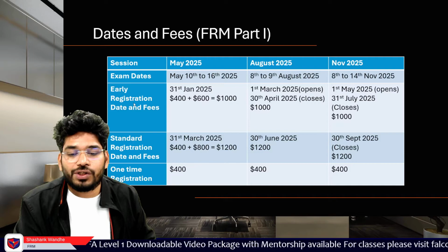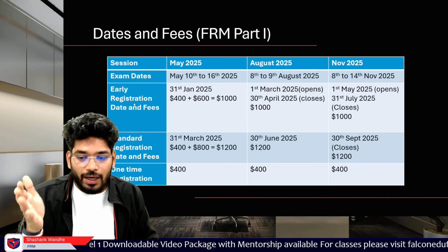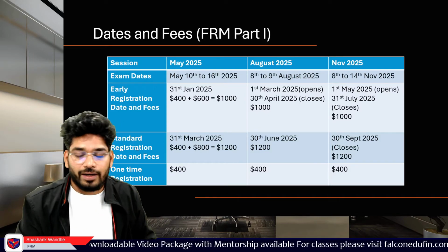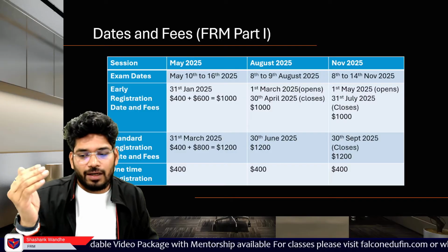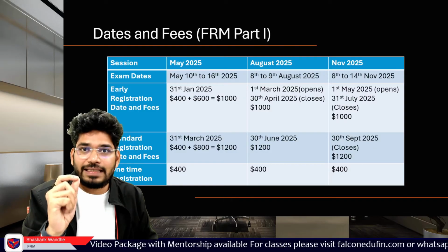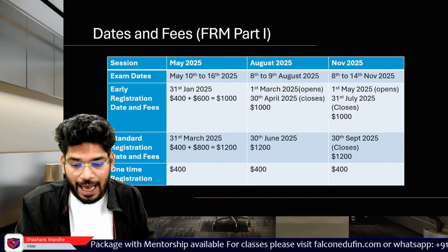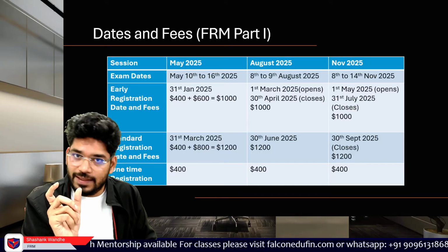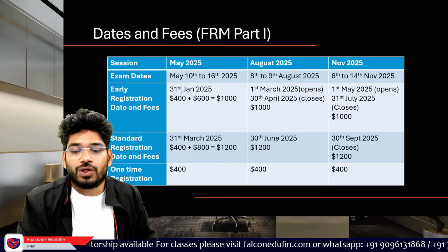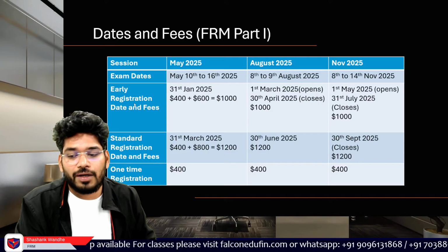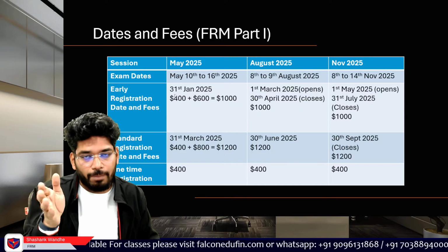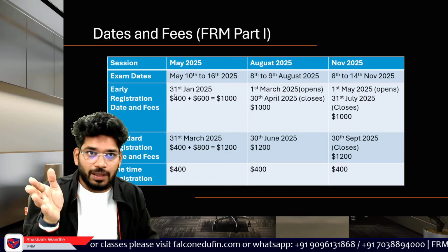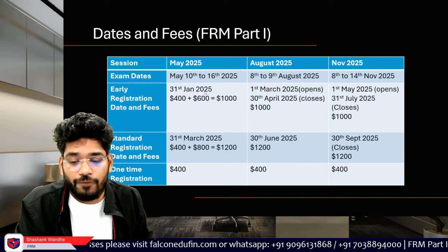Then we have the early registration, which previously we used to call early bird, and then we have the standard registration. The difference between early registration and standard registration is just the fees you pay for the exam. Remember, the registration fees is the same in both windows. So here there is a deadline for the early registration. For the May exam, it starts from 1st December and ends at 31st of January 2025.